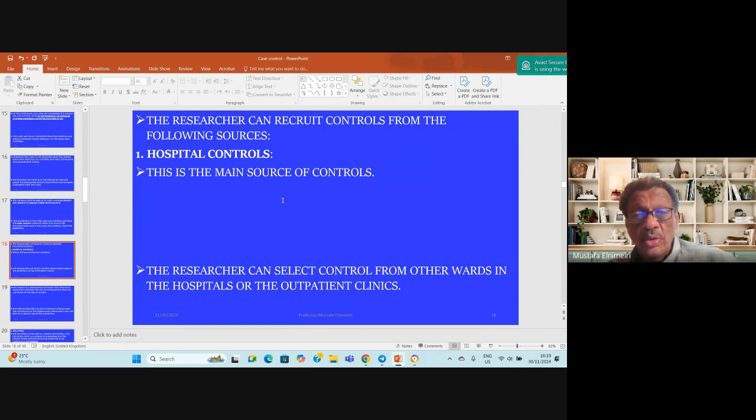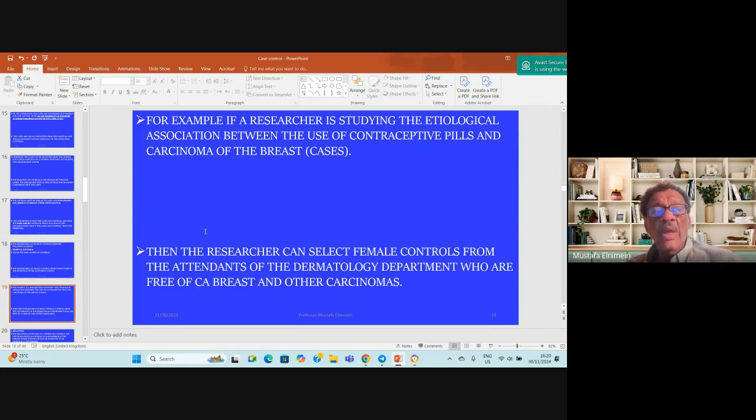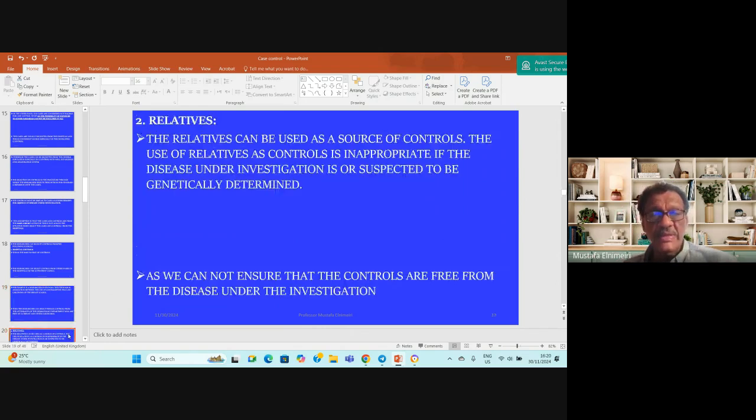The researcher can recruit controls from other sources, for example, as we have said, hospital controls, and this is the main source of controls. The researcher can select controls from other wards or other departments in hospitals, or from the outpatient clinics, or from the referred clinics. For example, if a researcher is studying the etiological association between the use of contraceptive pills and carcinoma of the breast, and these are the cases, then the researcher can select female controls from the attendants of the dermatology department who are free of breast or other types of malignancies.